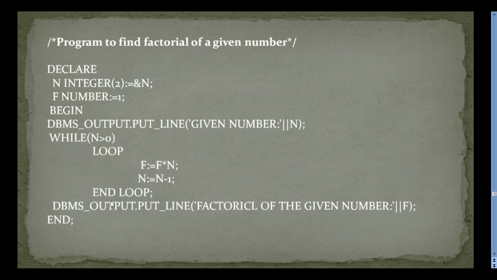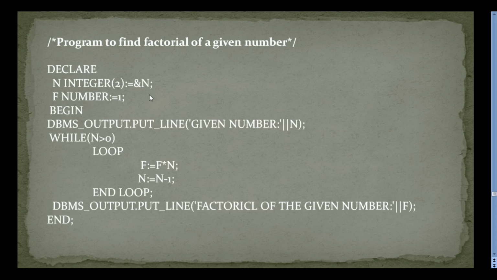Just see this. Program to find the factorial of a given number. Do you know the factorial of a given number? What is 5 factorial? 5 into 4 into 3 into 2 into 1. Likewise, 5 into 4, 20. 20 into 3, 60. 60 into 2, 120. 120 into 1, 120. Like this.